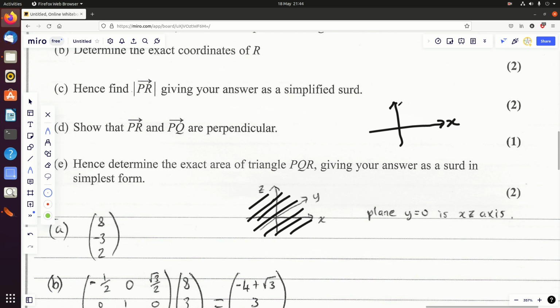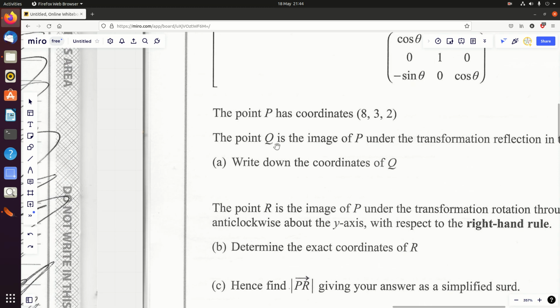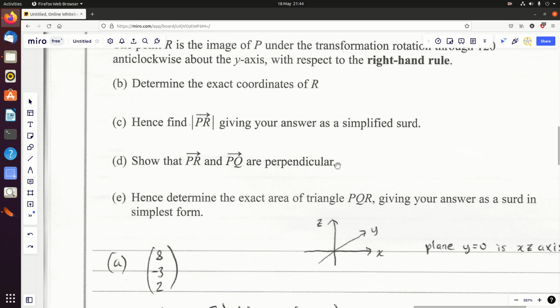The line y equals 0 is the x-axis, and if you reflect in the x-axis, all y coordinates go from positive to negative. So if you kind of guessed at that one and thought, oh, it's the y's which change because that's what happens in 2D space, you guessed right and you did well. So all I've got to do here is change the y coordinate to negative on P, and therefore Q is (8, -3, 2). Okay.